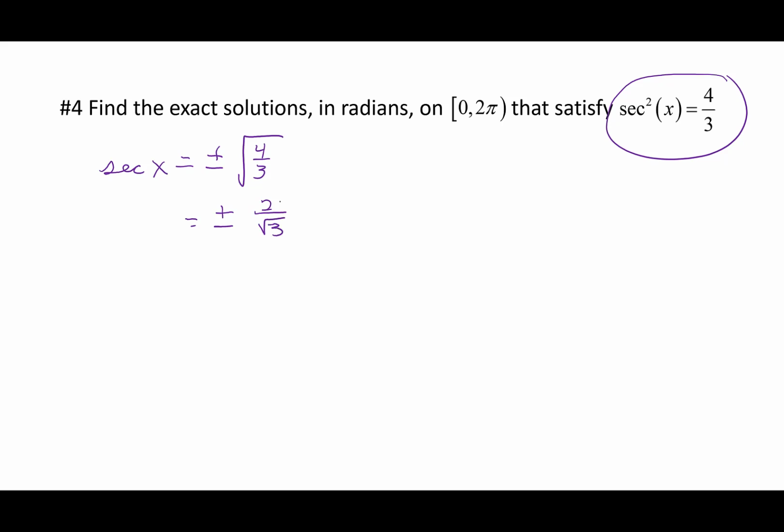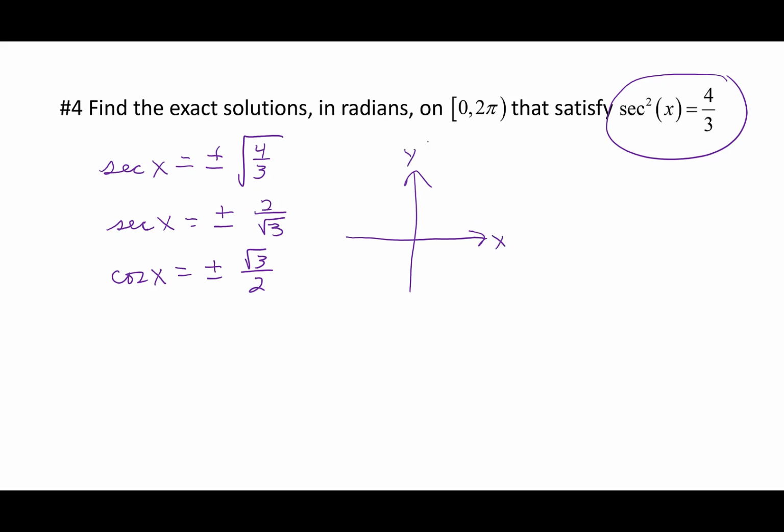Okay, and then I'm going to change that secant into a cosine. If the secant of x equals plus or minus 2 over square root 3, the cosine of x would equal plus or minus square root of 3 over 2, and hopefully that's looking a little more familiar. Well, if we're looking in the interval from 0 to 2 pi, then where is a cosine equal to either plus or minus square root of 3 over 2?